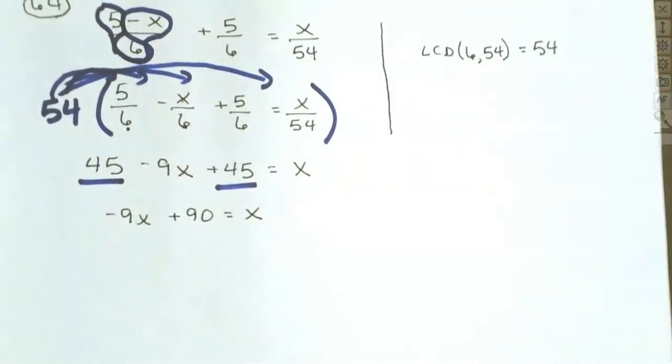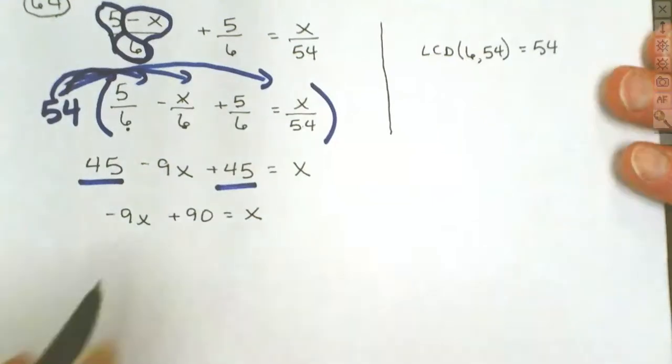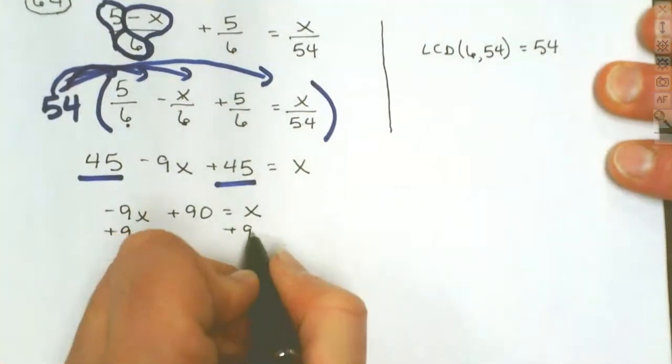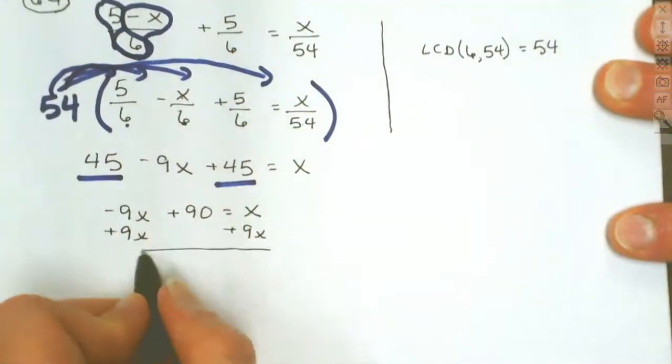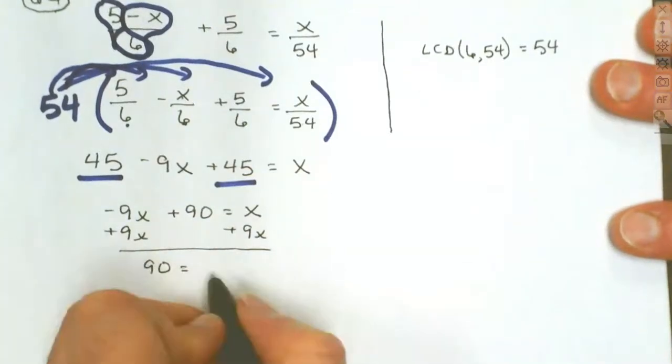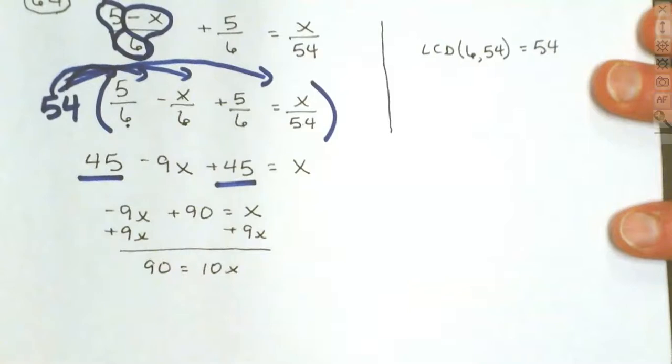Now what can we do? Well, it doesn't matter if we get the x on the left or the right side. Normally we keep it on the left, but in this case, we can move that 9 over with addition. So that 9x can be moved over. And now we have 90 equals 10x.